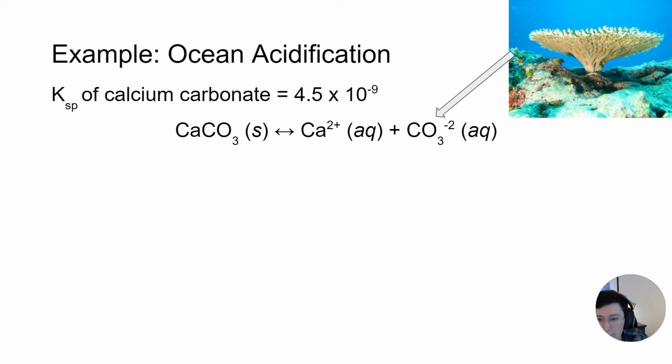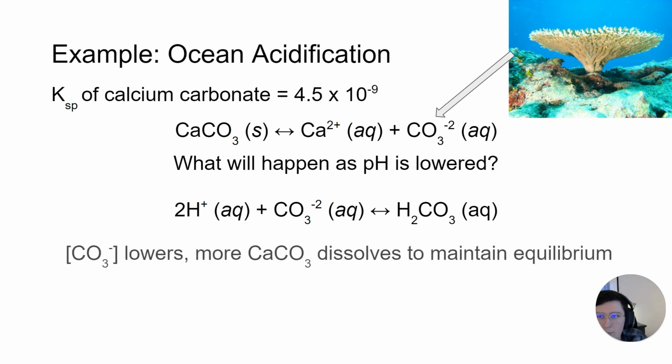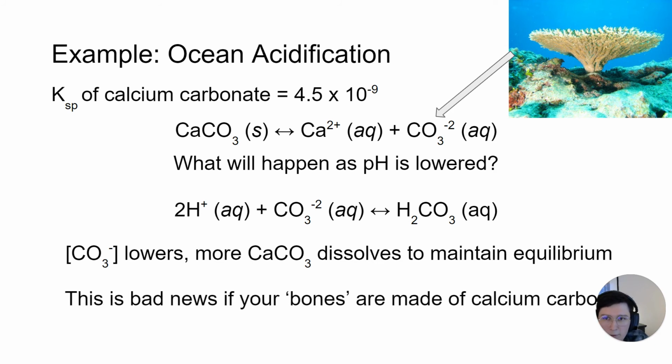So what's going to happen as we lower the pH? Well, spoiler alert from the slide before, as we lower the pH, we're going to have more free hydrogen ions in solution. Those are going to react with the carbonate. It's going to create carbonic acid. We're going to have more calcium carbonate getting dissolved to maintain equilibrium, and this is not so good for you if your skeleton is in contact with that solution, like in the ocean, and you rely on having calcium carbonate as your skeleton.